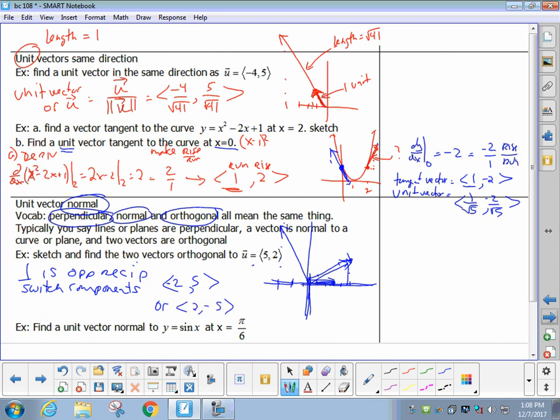Which one do I have drawn here? I have left 2 up 5, so I have this one. The other one would be down here. You tracking? Okay. Now in 3 dimensions, this is rough.